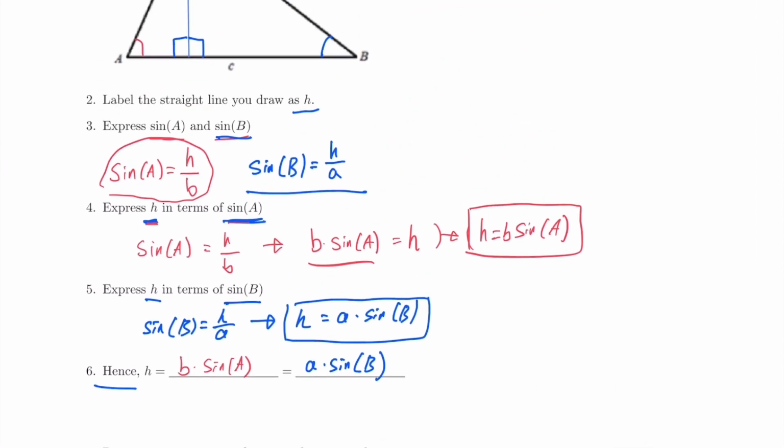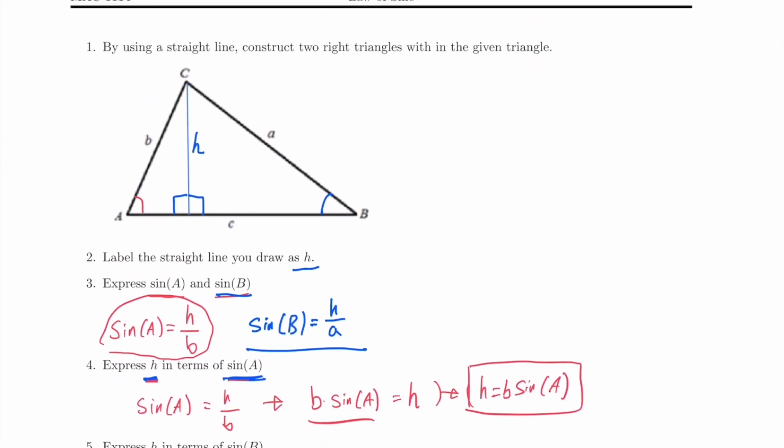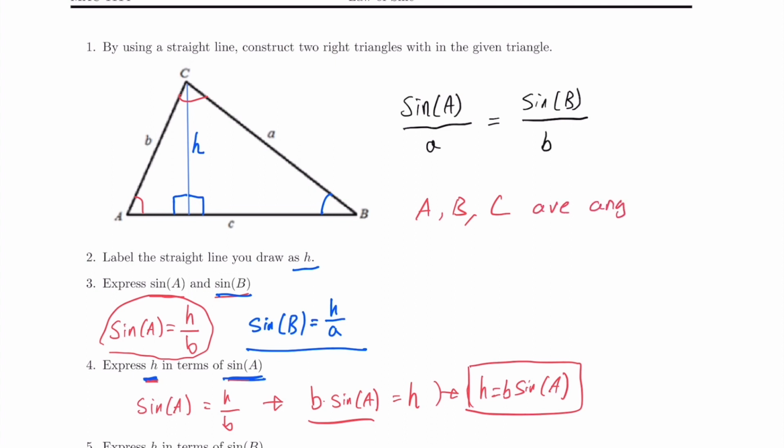So I'm actually going to write what we just discovered again right here. We just deduced that sine of angle A over length A equals sine of angle B over length B. Let me emphasize here, A, B, and also C, right here, are angles. This is very important, angle measures. So what is this saying? What does this tell us?